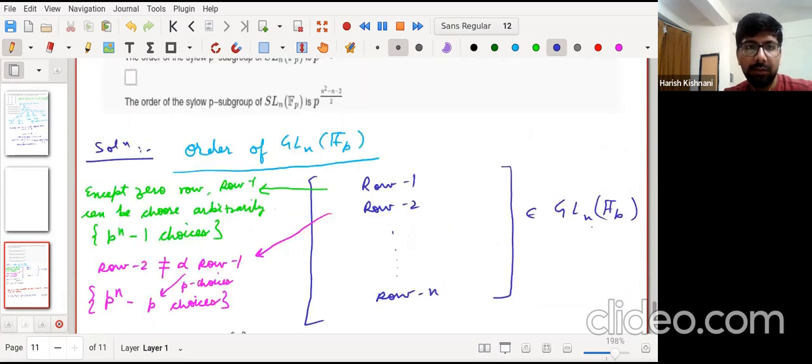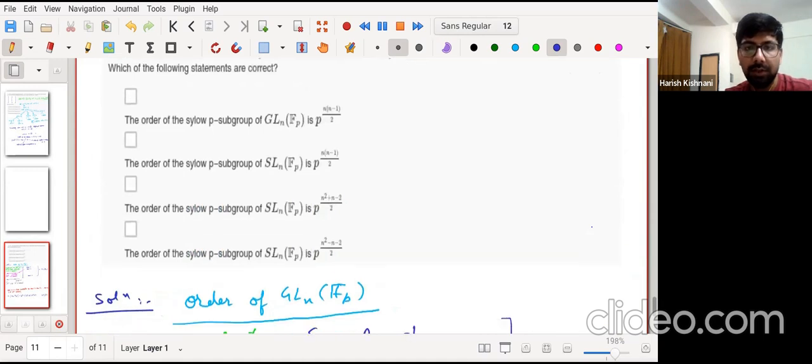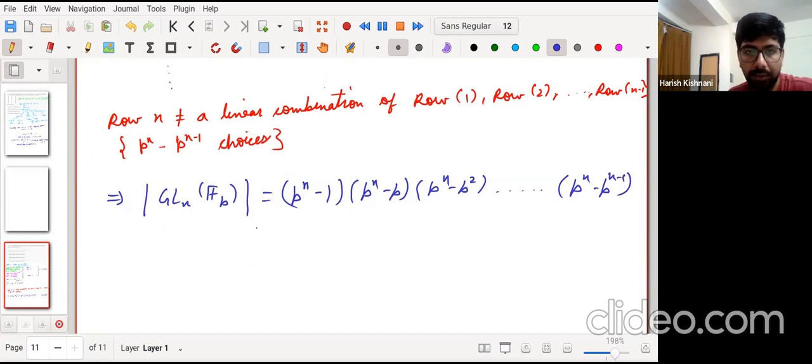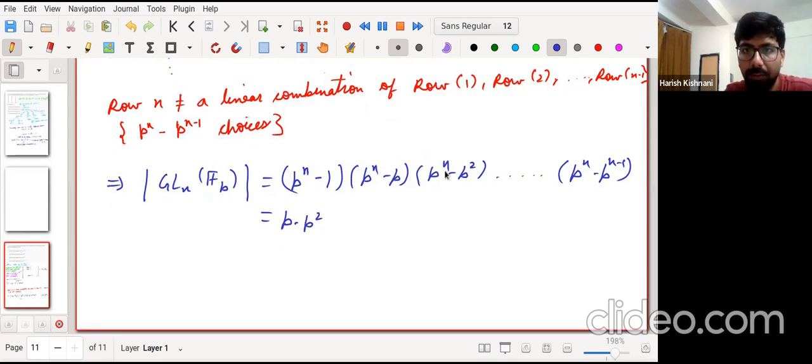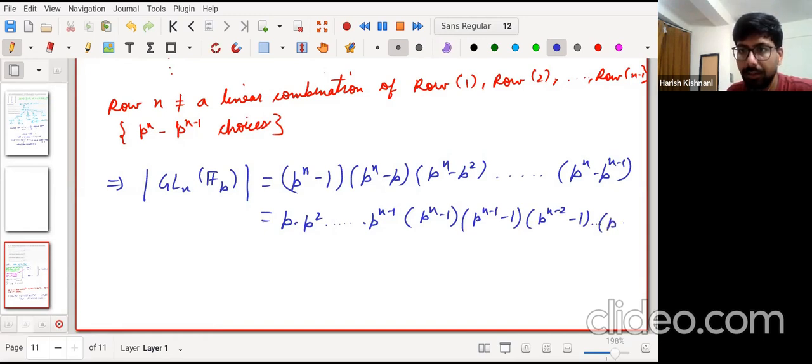Now the question says the order of the Sylow p-subgroup of GL_n(F_p). So we need to separate out powers of p. From the first you won't get any power of p, it's just p^n minus 1, and here you will get p. You can take out this p as common from here, from here you can take out p square, and so on, from the last one you can take out p^(n-1). So it will be p times p square, so on to p^(n-1), times (p^n minus 1), because the first multiplication is independent of p, so we haven't taken out anything from here. We have taken out this p, and here we have taken out p square. Okay, so on to we have p minus 1.